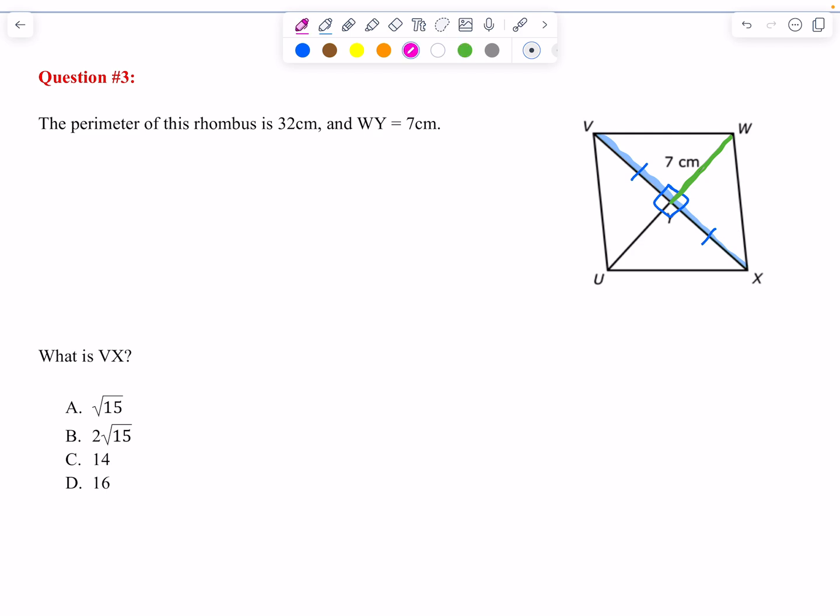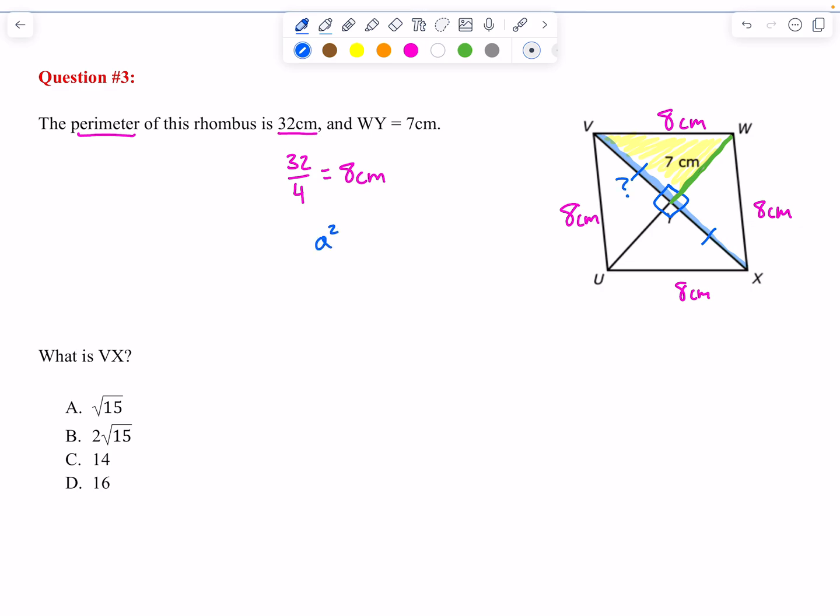So perimeter means to add all the sides of the rhombus. So if they all equal 32, and we know that they're all congruent to one another, then we just got to do 32 divided by 4 to get what each side would be, which would be 8 centimeters on each side. But really the main one we need to focus on is up here at the top, because we're going to use this right triangle to solve for that half of the diagonal, and then we can figure out the whole diagonal. So I'm going to figure out this side using the Pythagorean theorem.